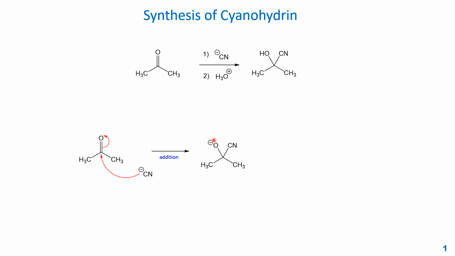Now you may notice the negative charge on the oxygen. This is the oxide, and the second step is the workup. So just provide a proton for this oxide to protonate it. You have acid, and the oxide takes this proton. That protonation forms the neutral product, and this will be the hydroxyl group. The product here is the cyanohydrin. Okay, this is how the cyanohydrin is synthesized.